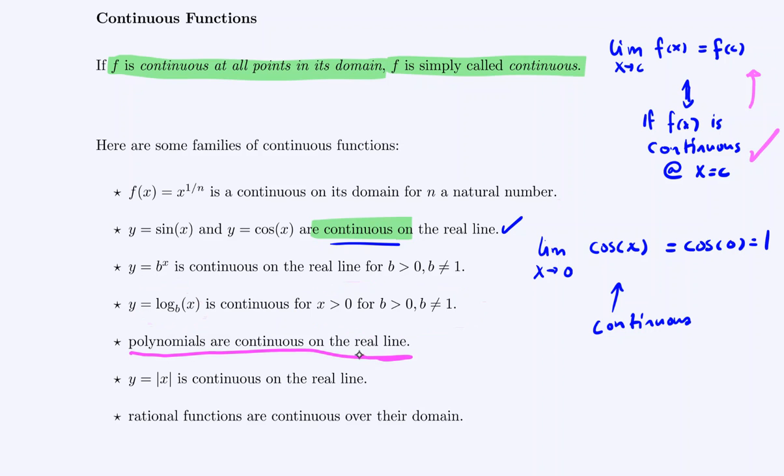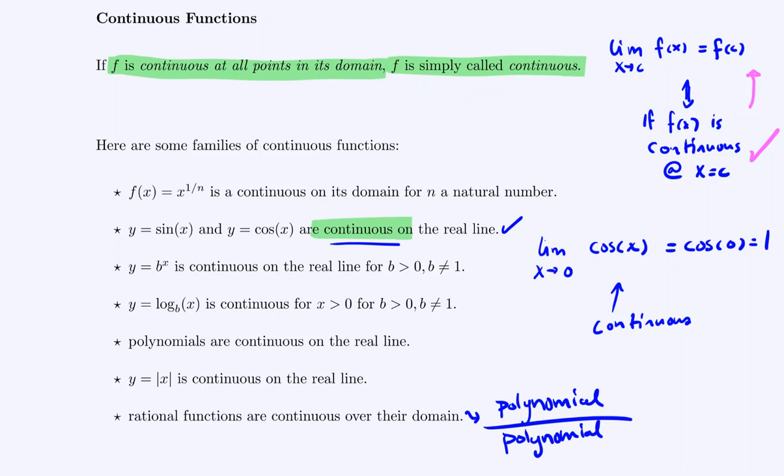Any polynomial is continuous on the real line. The absolute value of x is continuous. And then rational functions, which are polynomial divided by polynomial, those are continuous on their domain. And earlier in the class we learned how to find the domains of these rational functions. So with these key families of continuous functions, we can understand when the limit is equal to its function value, if we know that it's continuous.